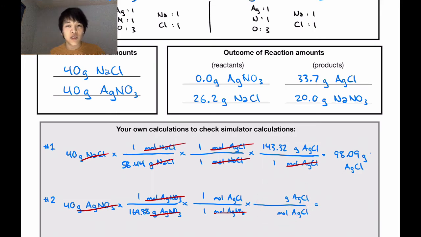For a molar mass, you look at the periodic table to get the numbers, but I happen to already have done the molar mass of silver chloride. So I'm just going to write that same number down here. The molar mass of silver chloride is 143.32 grams per mole. The unit that cancels out now is moles of silver chloride. And now we are left with grams of silver chloride.